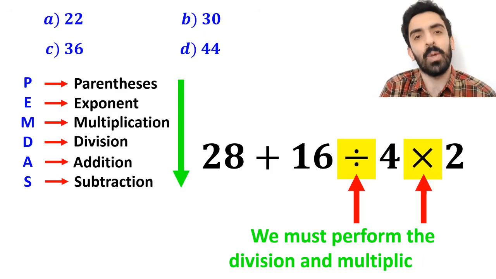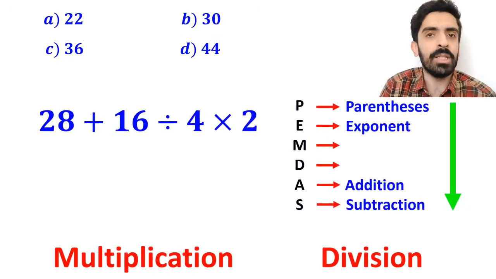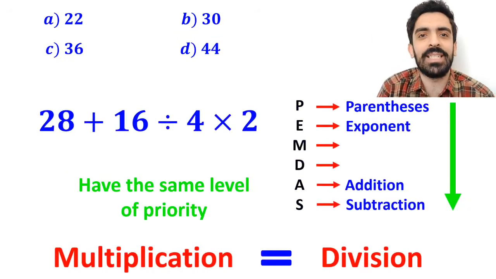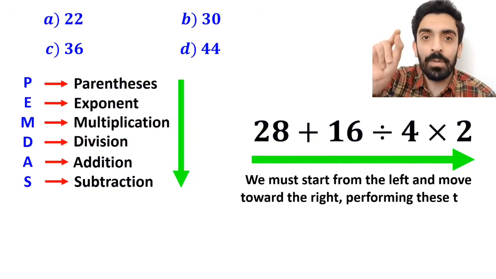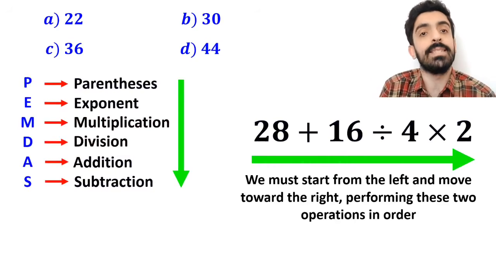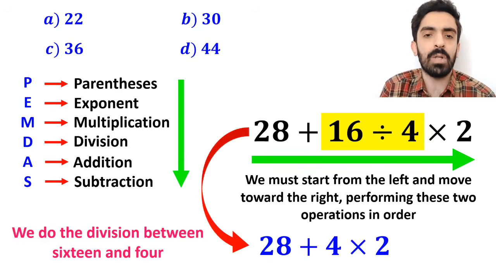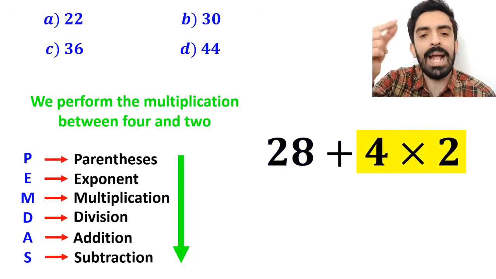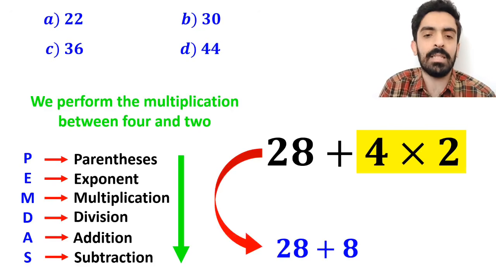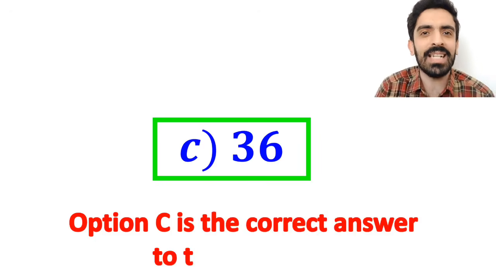Then, we must perform the division and multiplication. However, it's really important to understand that in the PEMDAS rule, multiplication and division have the same level of priority. In this situation, we must start from the left and move toward the right, performing these two operations in order. So, first we do the division between 16 and 4, and this expression simplifies to 28 plus 4 times 2. And the final step, we perform the multiplication between 4 and 2, which simplifies this expression to 28 plus 8. And finally, the value of this expression will be 36. That's great. Option C is the correct answer to this question.